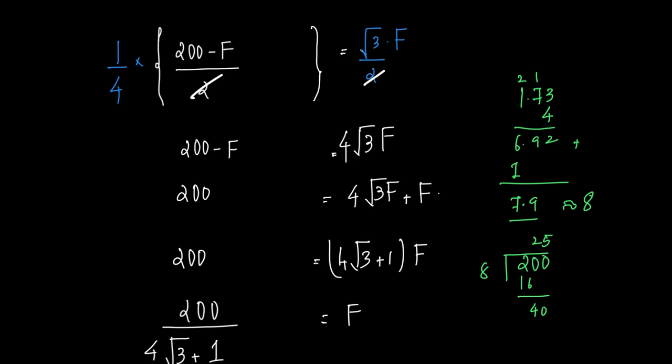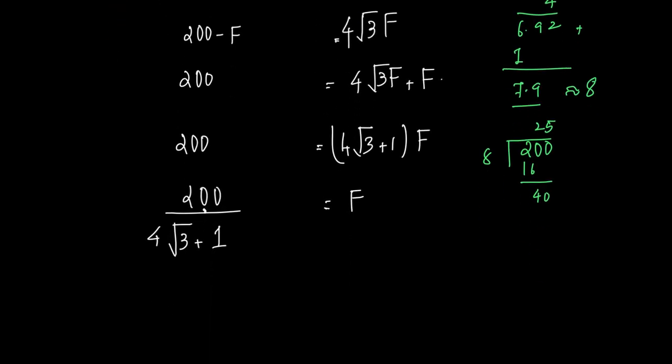200 is equal to negative f to the RHS will give you 4 root 3 f plus f, right? If you take f common, what we have is 4 root 3 plus 1. So 200 is equal to 4 root 3 plus 1 into f. Therefore, what is f? F is therefore equal to 200 by 4 root 3 plus 1. Now, how would you simplify this?